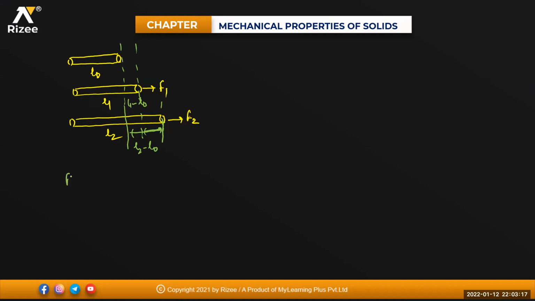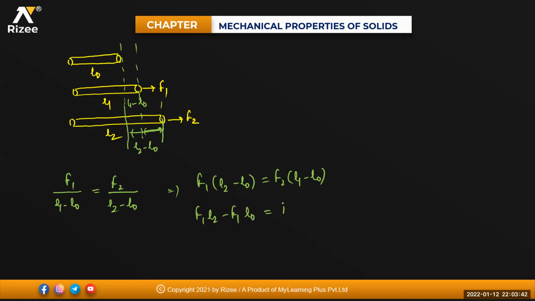Okay. That means F1 divided by elongation L1 minus L0 is equal to F2 divided by L2 minus L0. Cross multiply this one. This is F1 into L2 minus L0 is equal to F2 into L1 minus L0. So F1 into L2 minus F1 into L0 is equal to F2 into L1 minus F2 into L0. So all the L0 terms you take on one side, and all F1 terms and F2 terms on the other side. So I can get the value of L0, isn't it?